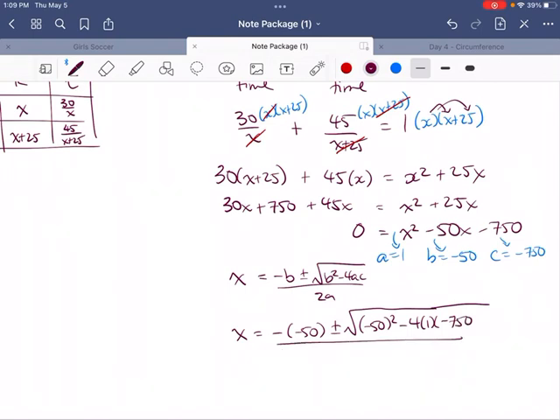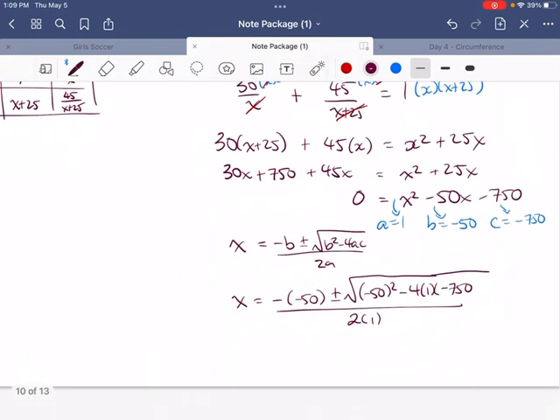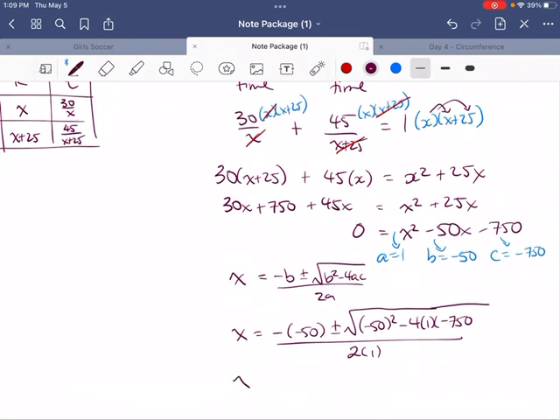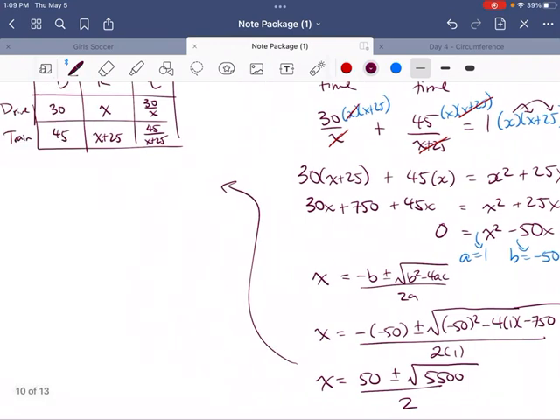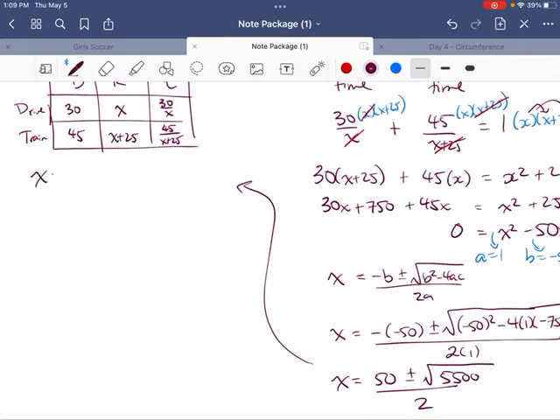So this simplifies to 50 plus or minus the root of 5,500 divided by 2, which actually yields two solutions. We get x is equal to 62.08, and we also get x is equal to negative 12. Well, that doesn't make sense, so the only solution is 62 kilometers an hour, which is the driving. The train would be 25 more than that, but we aren't asked for that.